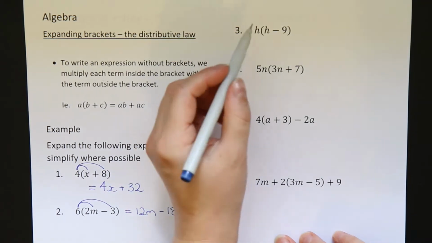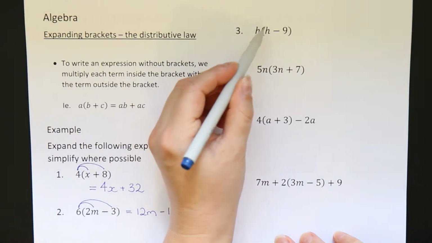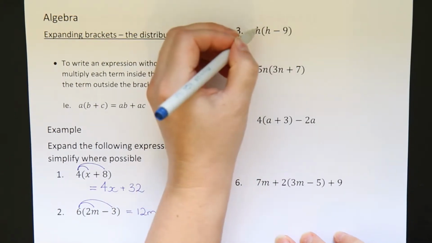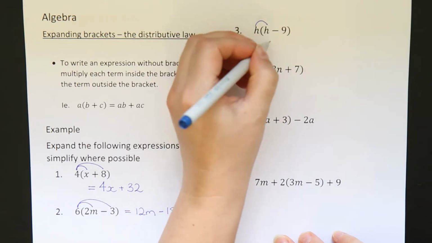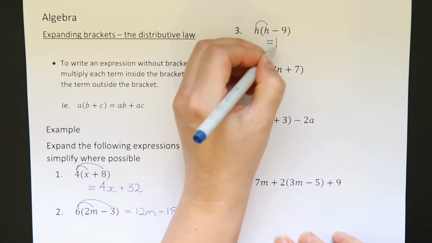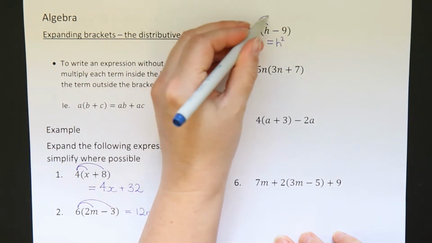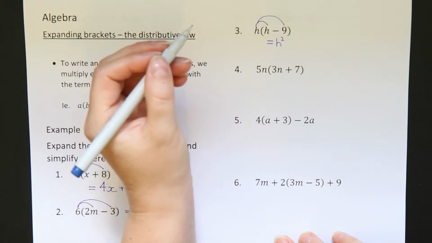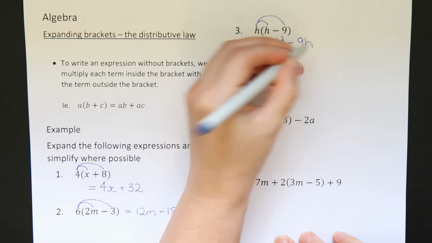Question 3, I have a pronumeral at the front. It still works the same way. h outside of h minus 9, I want to multiply the h out the front with the h inside. h times h is h squared. Then h times the negative 9 will make negative 9h. Done.